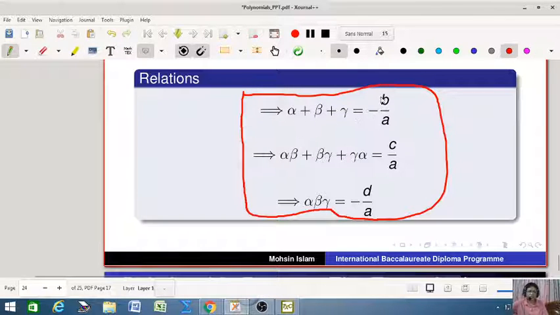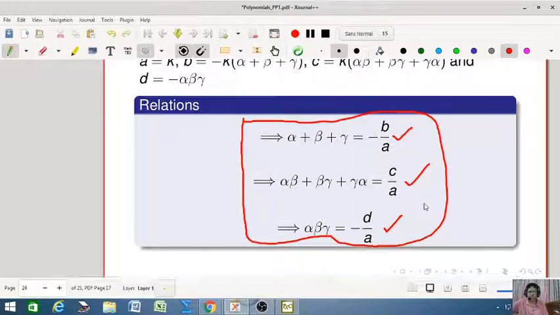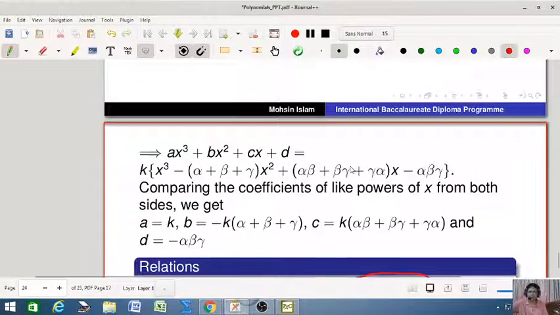Sum of the zeros is equal to minus b by a. Sum of the products taken 2 at a time is c by a, and product of the 3 roots is equal to minus d by a. Alternately, you have plus minus: this is minus, this is plus, this is again negative. Okay, this is about your cubic.